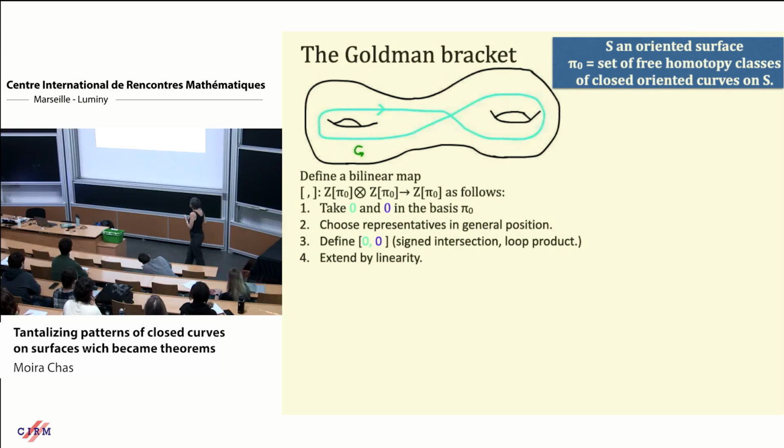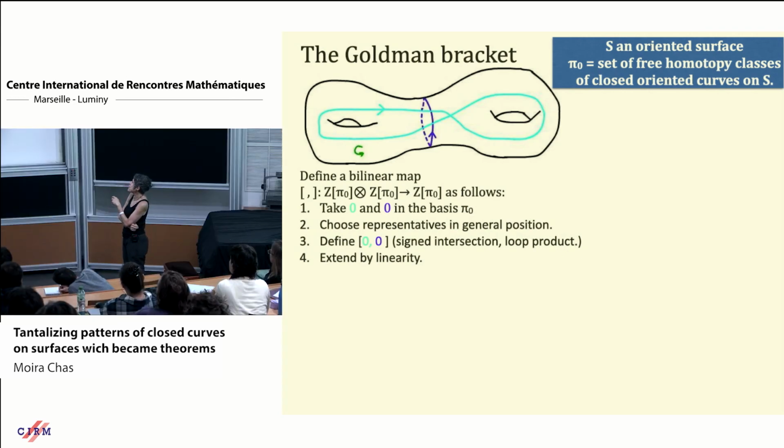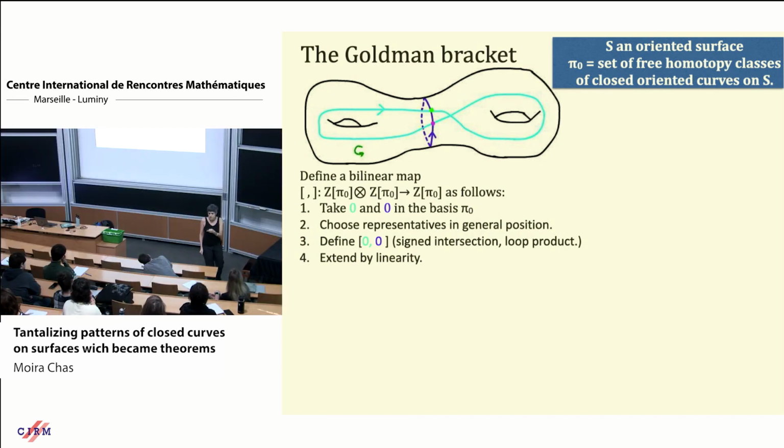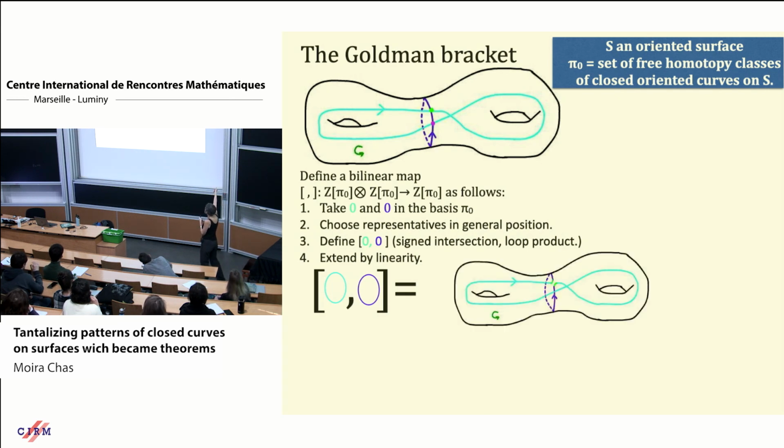So here I have one curve in my class, and here I have another curve in my class. And so I'm going to choose, well, I have to choose representatives. I'm working with classes, and I'm going to choose them so that they intersect in transversal double points. In this example, there are 2 intersections. So each intersection point will give me a term. And a term is, again, a certain coefficient and a free homotopy class.